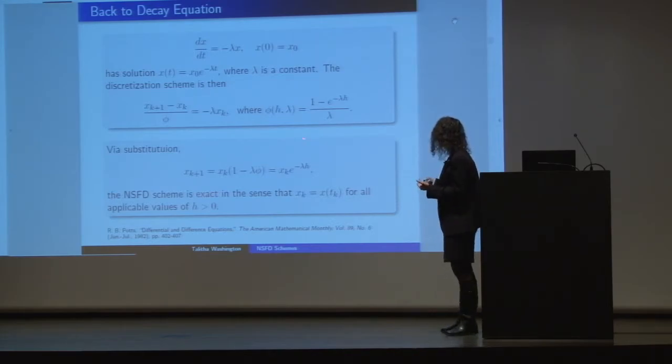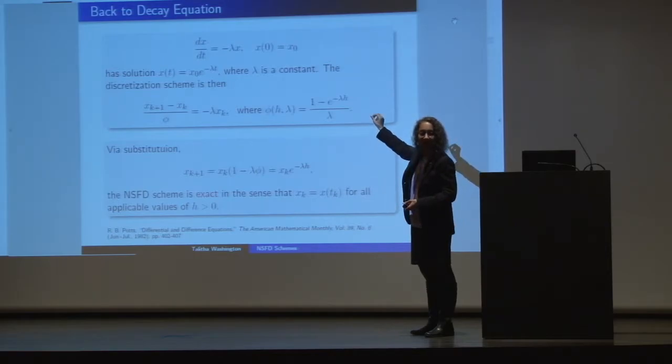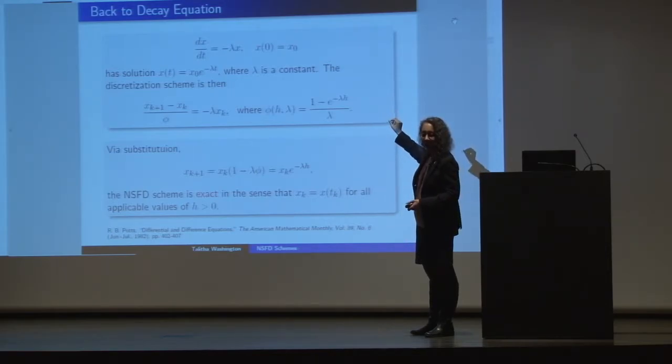So if we make the phi dependent on h and lambda, where h is the time step and lambda is the parameter that appears in the equation, and we choose phi to be 1 minus e to the minus lambda h over lambda, what happens if we substitute this down here, do some algebra and solve for the x of k plus 1? After simplifications, we get that x of k plus 1 is equal to x of k times e to the minus lambda h. What does that mean? As you go from x of k to x of k plus 1, you're going to march along the solution curve. And we call this an exact solution.